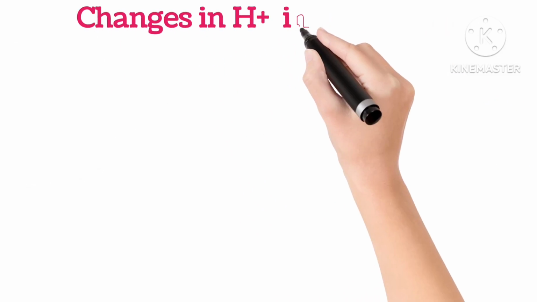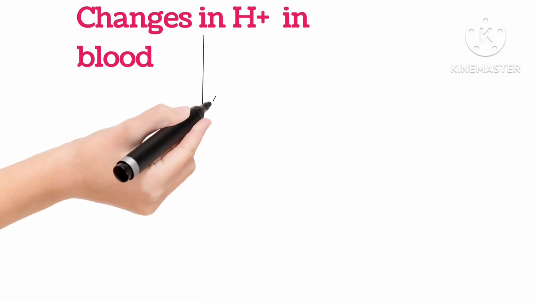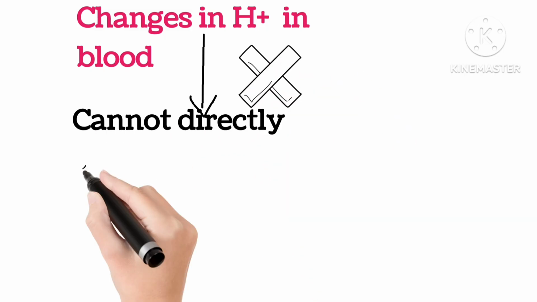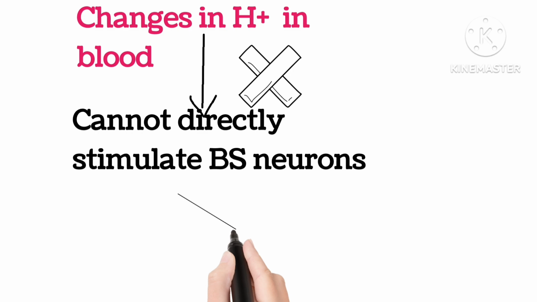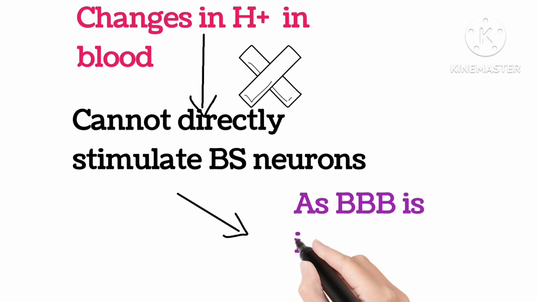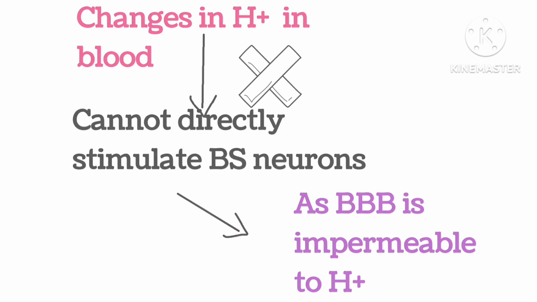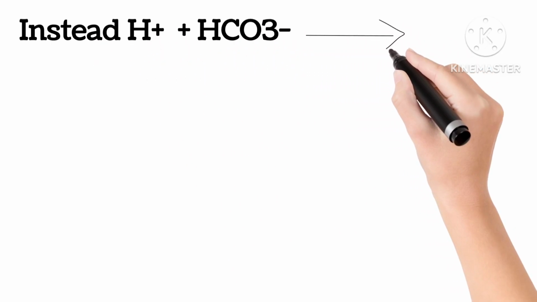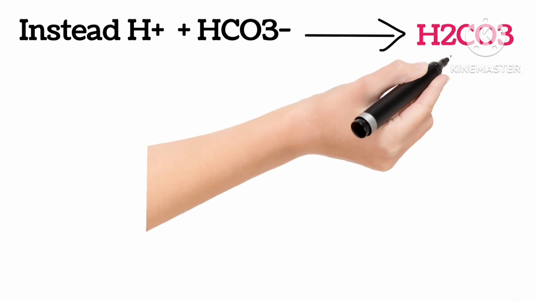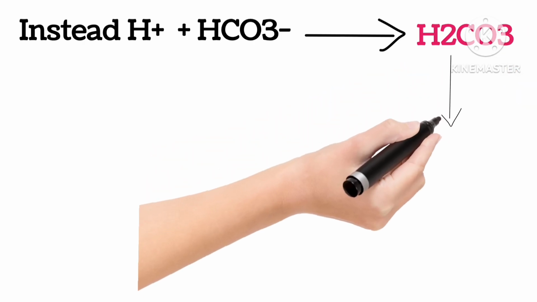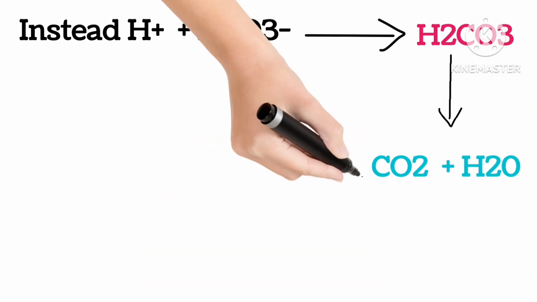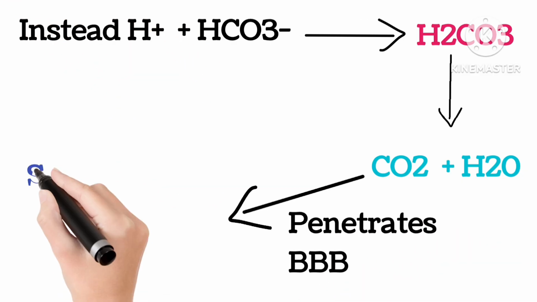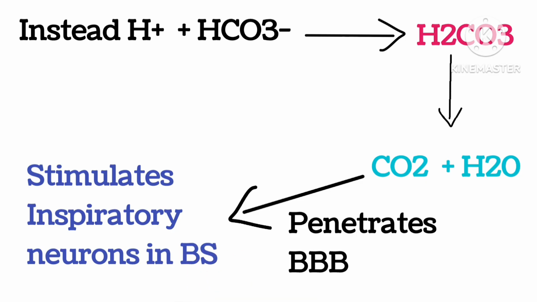But here is a catch: the changes in hydrogen ion in the blood cannot directly stimulate the brainstem neurons. Why? Because the blood-brain barrier is impermeable to the hydrogen ion. Instead, the hydrogen ion in blood reacts with the bicarbonate to form carbonic acid, and this carbonic acid immediately dissociates into carbon dioxide and water. Now the carbon dioxide penetrates the blood-brain barrier to reach the CSF, which stimulates the inspiratory neurons.